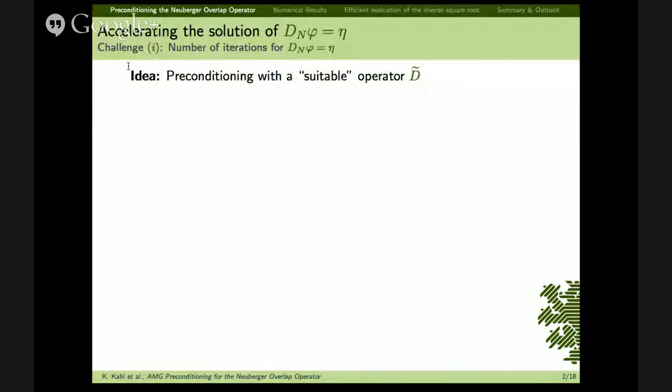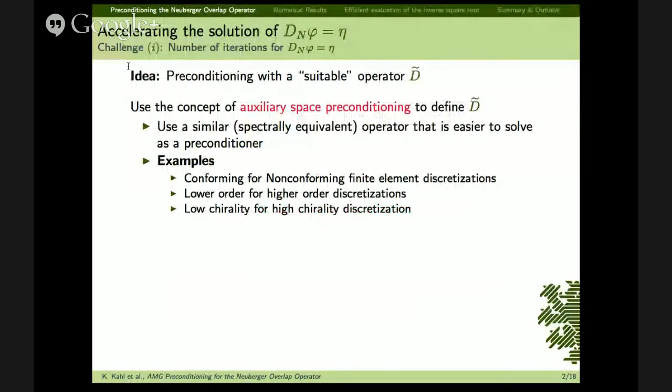Okay, so the main idea is, of course, we want to use a preconditioner, and I write "suitable" in parentheses, because what is suitable? In terms of preconditioning, suitable always means it should be spectrally equivalent. We are in the process of writing up a paper, which should be available as a preprint in one or two weeks, and James got involved in this whole process, and he nicely put it this way: what we do is actually nothing else than what is called in the literature auxiliary space preconditioning.